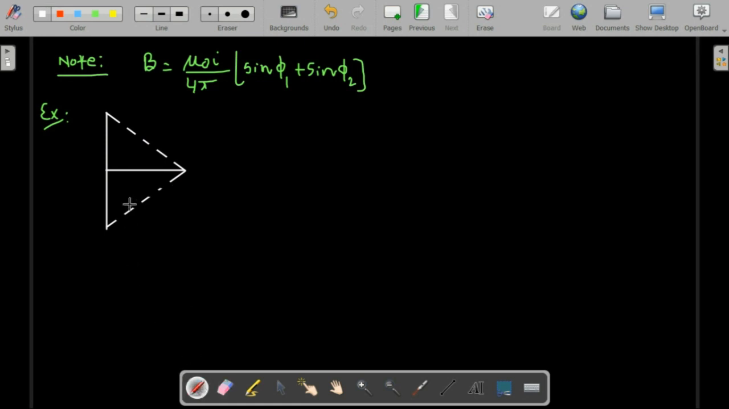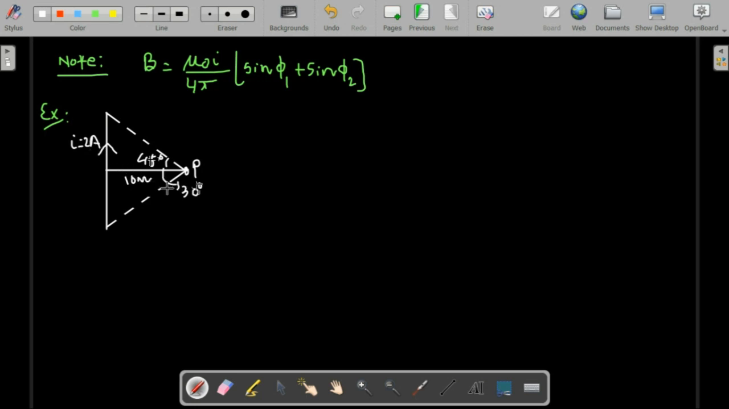Let's say this distance that we have is 10 meter. The angle here is, let's say, 45 degree. At the bottom, let's say it is 30 degree, and you're supposed to find the magnetic field and the direction because of the current carrying wire, which is, let's say, taking a current I equal to 2 amperes, but in the upward direction.